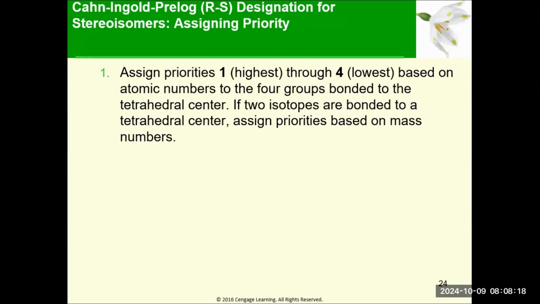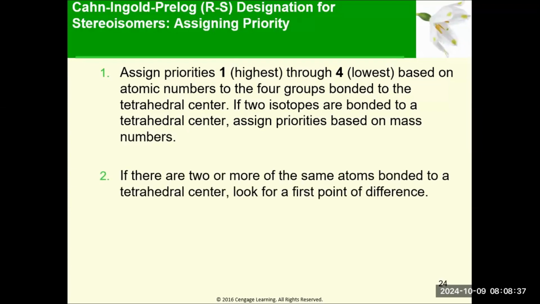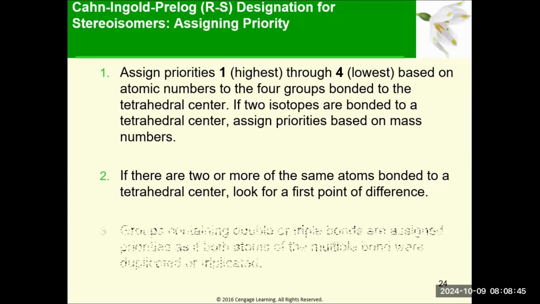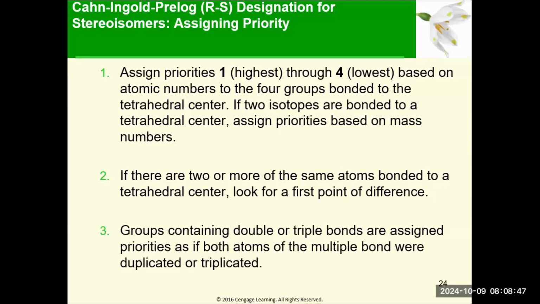When you're doing the system, the first thing you need to do is know how to assign priority, 1 being the highest and 4 the lowest, based on atomic numbers of the 4 groups bonded to the tetrahedral center. If 2 isotopes are bonded to a tetrahedral center, assign priority based on mass number. If there are 2 or more of the same atoms bonded to a tetrahedral center, look for the first point of difference. Groups containing double or triple bonds are assigned priorities as if both atoms of a multiple bond were duplicated or triplicated.